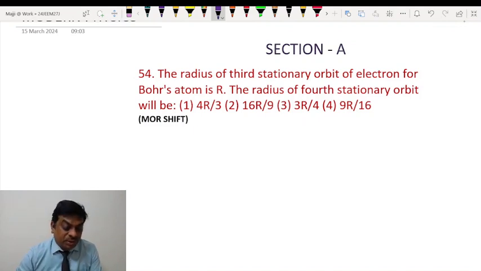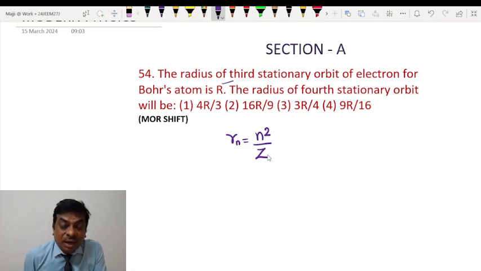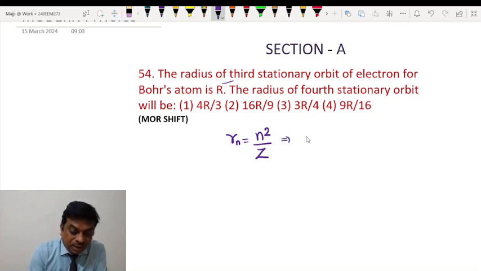So coming to question 54, the radius of third stationary orbit of electron for Bohr's orbit is r. The radius of fourth stationary orbit will be. Now students, it's very simple. Suppose you must be knowing that the radius of nth orbit for any hydrogen-like atom or hydrogen-like ion is given by this formula. Now in that case, since it is clearly given that it is Bohr's atom, Bohr's atom means you can simply take it as hydrogen. So you can see, Rn is proportional to n square, you can write.